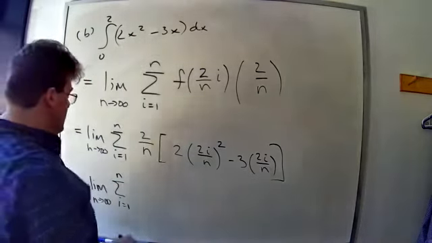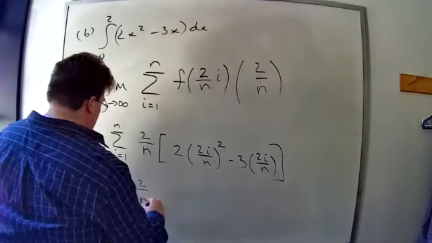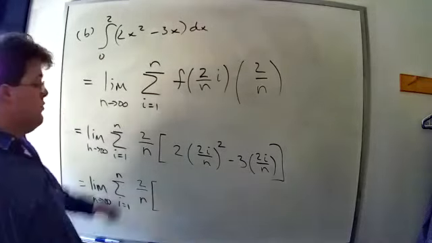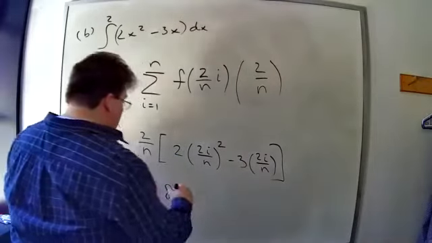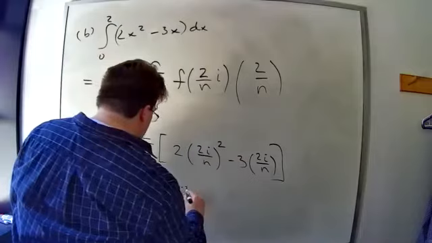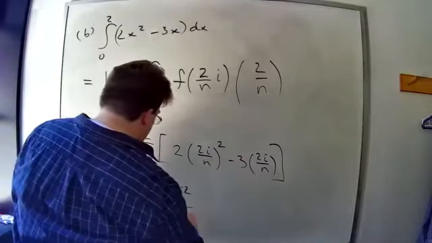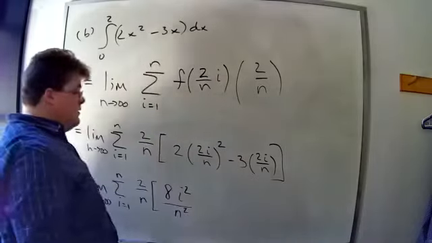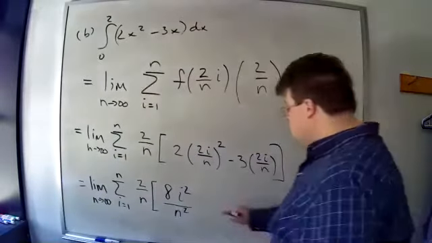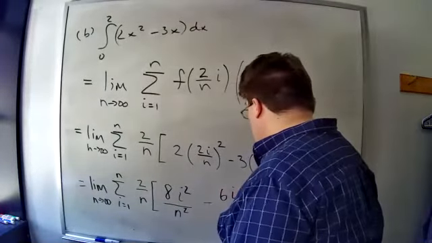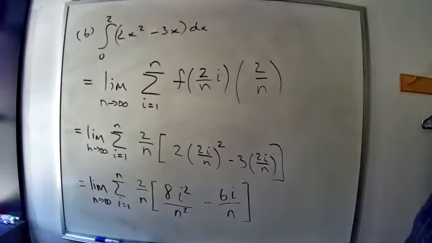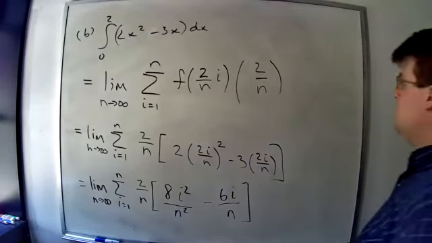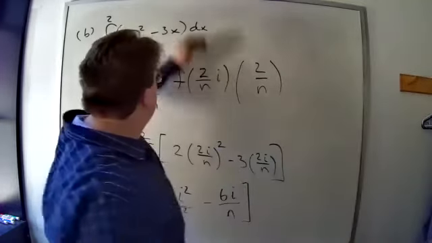So what does this inside simplify to? Well, 2 squared is 4. 4 and another 2 make 8. i squared is i squared. n squared is n squared. And over here, we just have negative 6i over n. I'm going to go to the top of the board.